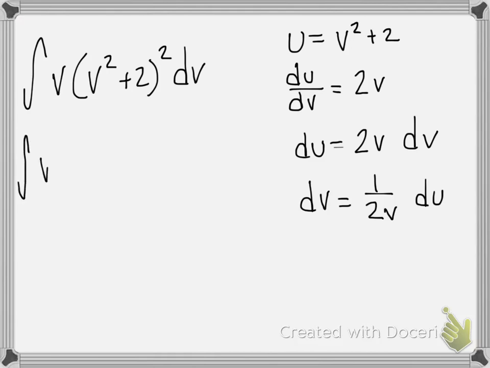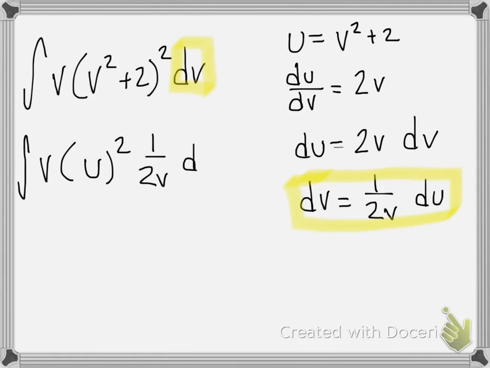Alright, so now we just come over here and make our substitutions. So we're still going to have our v times u squared, and our dv we just found right here, so we're going to plug that in. So we're going to have 1 over 2v du.